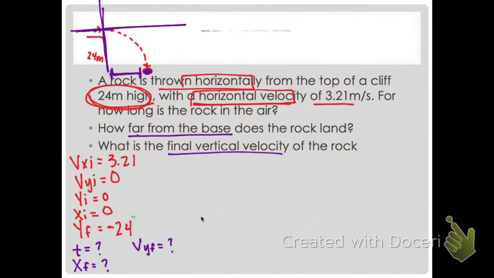Okay, to solve for time, I'm going to take y final, which is negative 24. Negative 24 equals y initial, which is 0, plus VYI, which is 0, plus 1/2 a. What's my a? What's my acceleration in the vertical direction? Negative 9.8, good, and t squared. Okay, so we need to now solve for t. Go ahead and solve that equation for t.